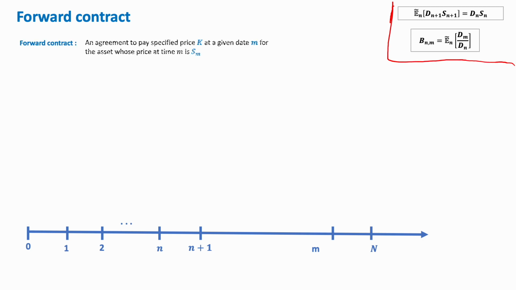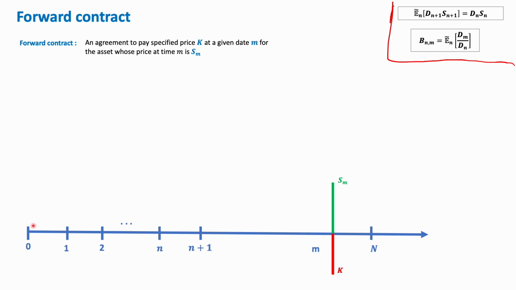So now let's talk about forward contracts. A forward contract is an agreement to pay a specified price K at a given date M for an asset whose price at time M is SM. We can look at this picture here to have a better idea what this means. At time M, we're getting the asset whose value is SM, right? And in exchange, we're paying a fixed amount K.